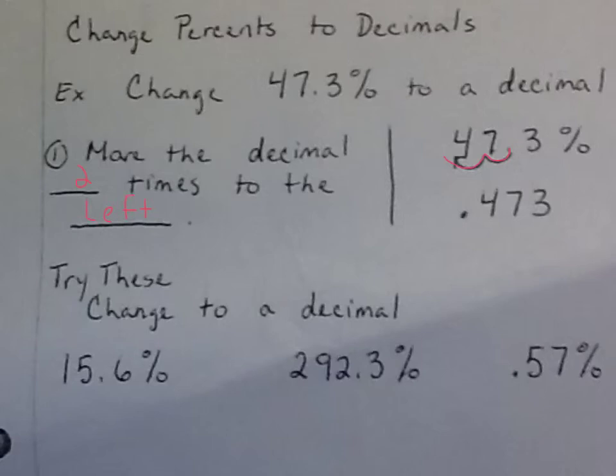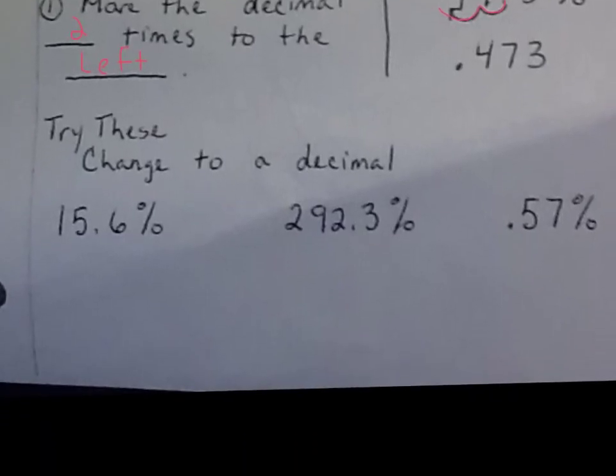Alright, so we have 15 and 6/10%. To change it to a decimal, we go 2 times to the left. So that would be 0.156, and we drop our percent sign. Left the percent sign in the dust. All right, 292 and 3/10. Still only 2 times. We're not going to the end. We're only going 2 times. So my answer is 2 and 923 thousandths. And that's it. And finally, we have 57 hundredths percent.